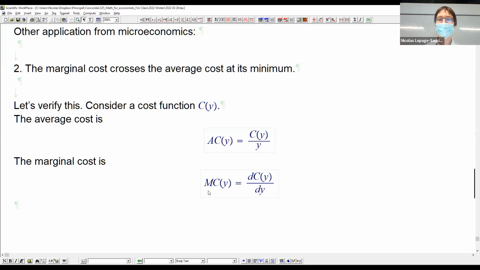So these are all microeconomic notions that you may remember or not. But yes, the marginal cost crosses the average cost at its minimum. So let's go ahead and verify this. So now let's find the minimum of the average cost.